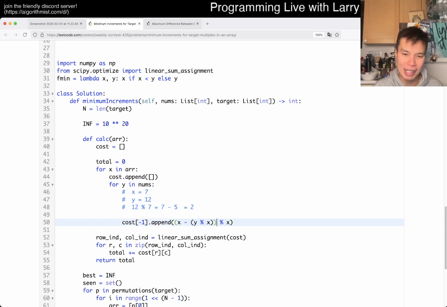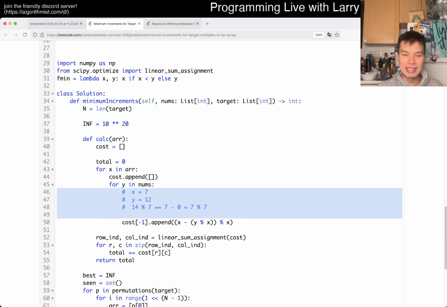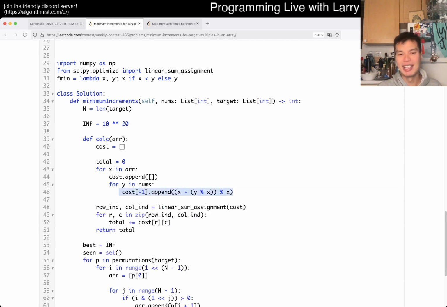And I do an extra mod x, maybe I could have done it differently. It's just that when it is already a multiple like this, then you don't want 7 minus 0, because it would just be equal to 7, so then you just mod 7 again, is how I did it. You could handle it in other ways. But that's basically how you construct a cost matrix, and I just kind of plug it in. And it's a linear sum, so it's pretty straightforward, pretty fast actually.